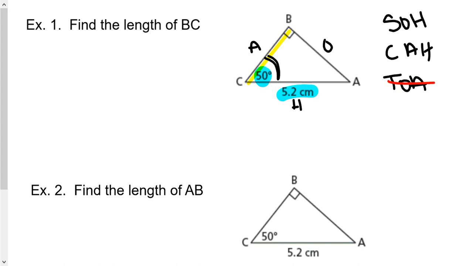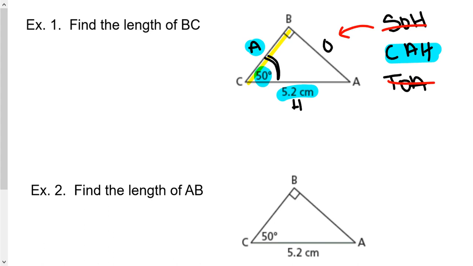And I'm trying to find the adjacent. The adjacent needs to show up in my ratio for me to solve for it. So that tells me I'm going to be using cosine. Sine would require me to know the opposite length, and same with tangent. So cosine is what we're going to go with.